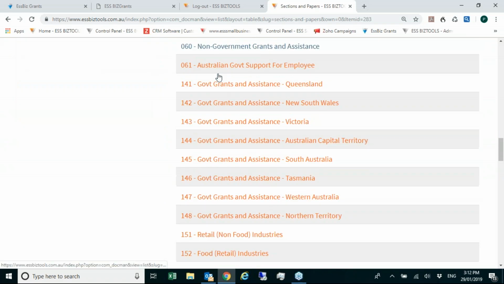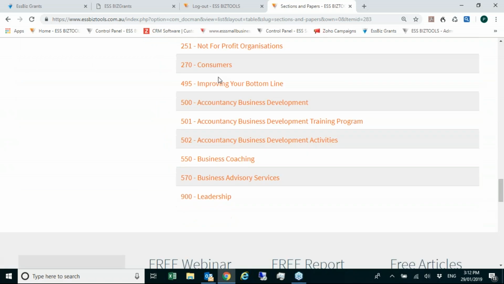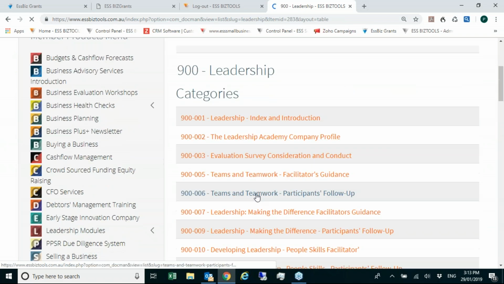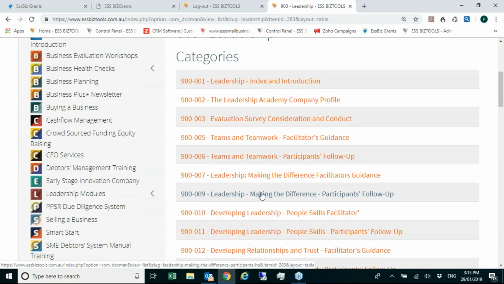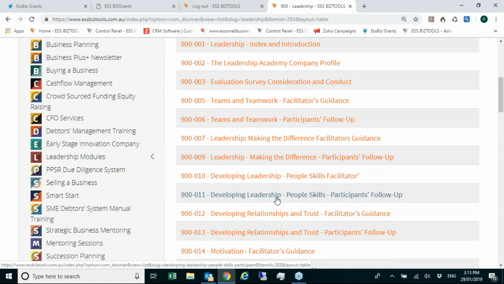Once we get to 500, the articles are directed at accountants. So if you do accountancy, business development and training programs, there's about 30 papers contained within that I wouldn't suggest you hand to your clients. The leadership material is in a separate section, section 900. So there's categories of articles on leadership. It's just a matter of clicking on these.